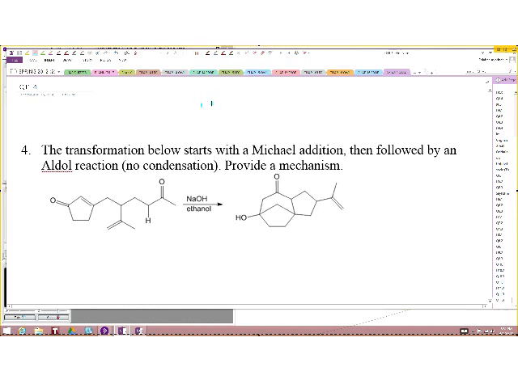Okay, now in this particular reaction here, let me see who. Okay, Clara, can you go ahead and read this for us? The transformation below consists of a Michael addition, then followed by an aldol reaction, no condensation. Provide a mechanism. In other words, what they are telling you here, this is a Robinson annulation reaction. Of course, you know Robinson annulation is a Michael addition reaction followed by aldol condensation. But in this case, we have to say followed by aldol reaction, since we are not going to lose water, so no condensation. Okay. To help us out, let me go ahead and number this.